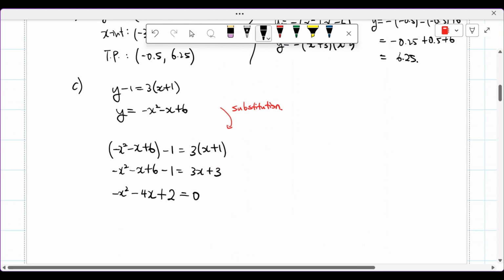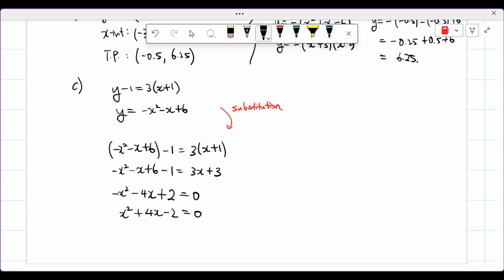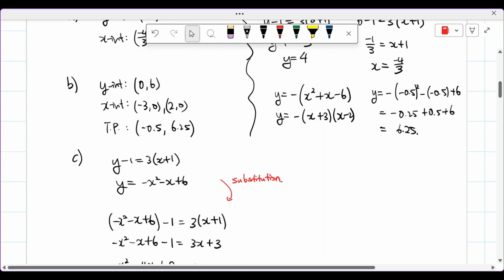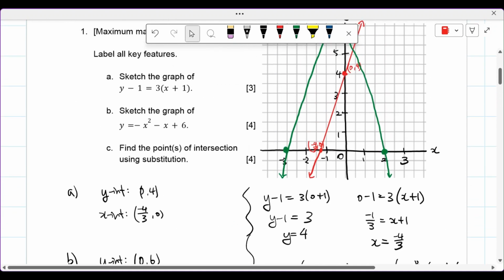So let's rewrite this equation like that. And then right off the bat, I have a feeling that I don't have the ability to solve this using the factoring method. So let's solve it using the quadratic formula.